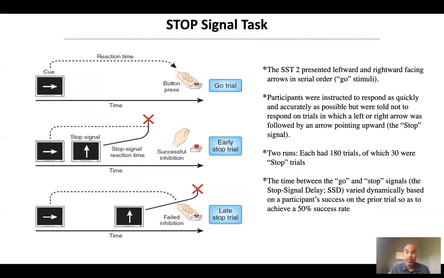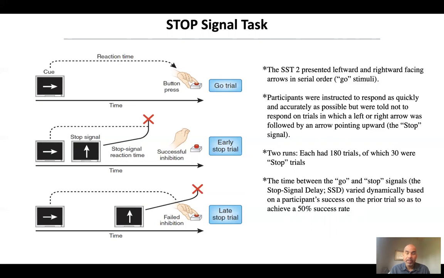The stop signal task was also used. The SST presented leftward or rightward facing arrows in serial order for the go stimuli. Participants are instructed to respond as quickly and as accurately as possible, but to not respond when the arrow is pointed upward. That is the stop signal. There are 2 runs, each with 180 trials, of which 30 are stop trials.